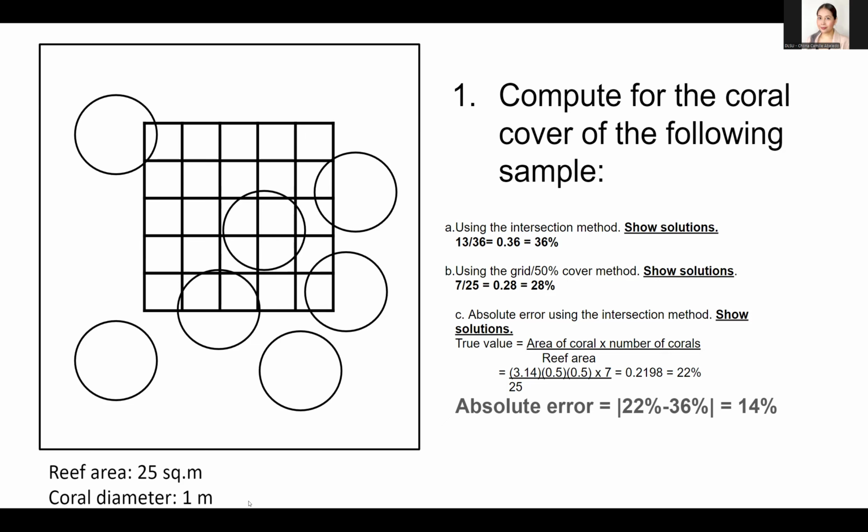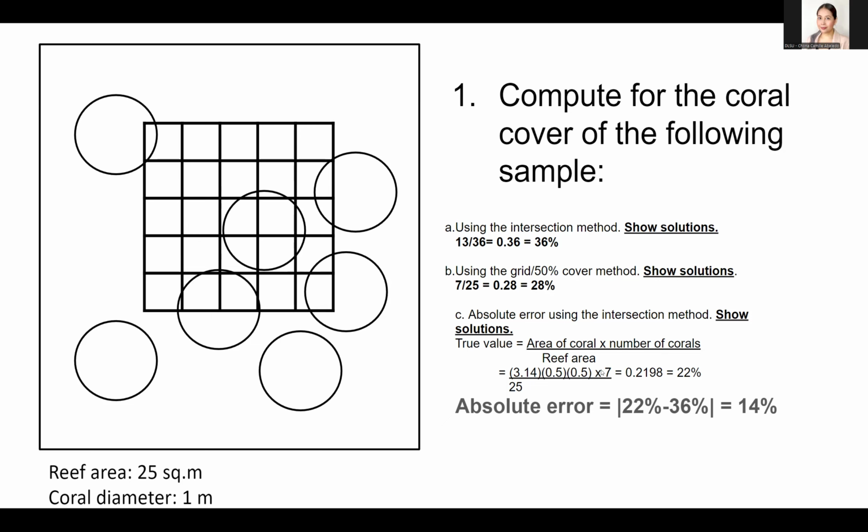So this can be computed by getting the area of the coral times the number of corals and then divided by our reef area. So the area of the coral, which is circular, can be computed by the formula pi r squared. So we have a diameter of 1. We divide that into 2 kasi the radius is half the diameter. So 3.14 times 0.5 times 0.5 times 7. So that's the area of the corals and the number of corals. So bakit times 7? Kasi meron tayong 7 na corals. 1, 2, 3, 4, 5, 6, 7.